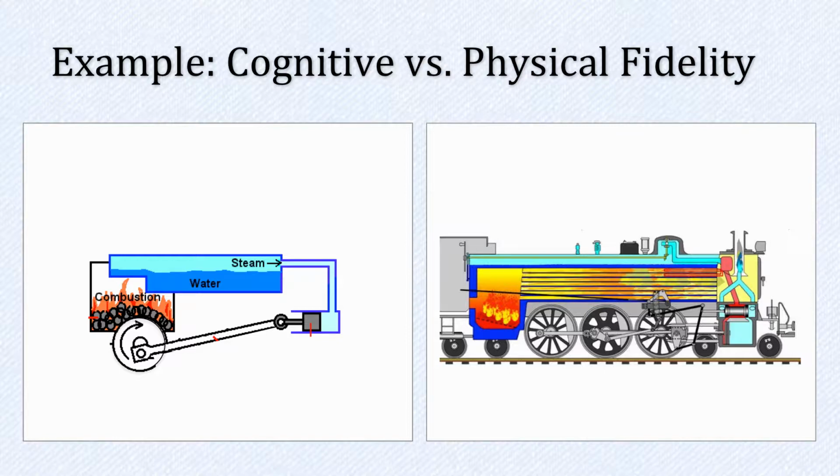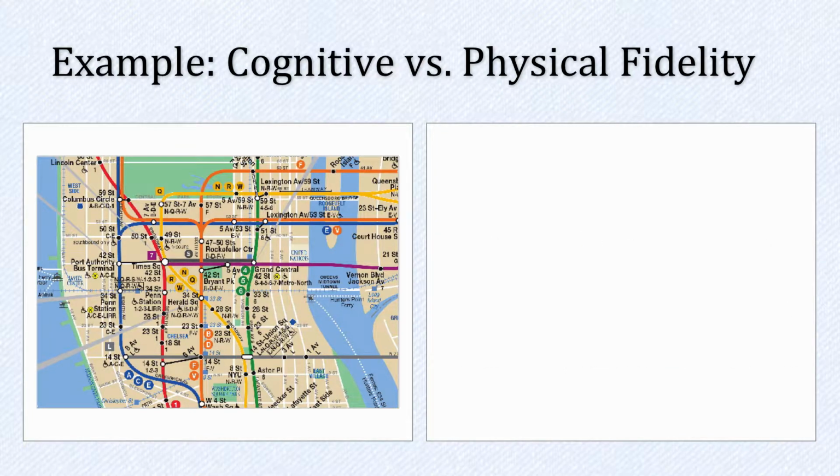Here's that same system with much more physical fidelity. It's much more to scale. You can see that it's actually much more of a complex system. There are a lot of different parts in here. And of course, the idea is that there's a trade-off between which representation we use. And we've already talked about the costs and benefits of these different representations. Here's another example from the real world. Here is a portion of the famous New York City subway map.